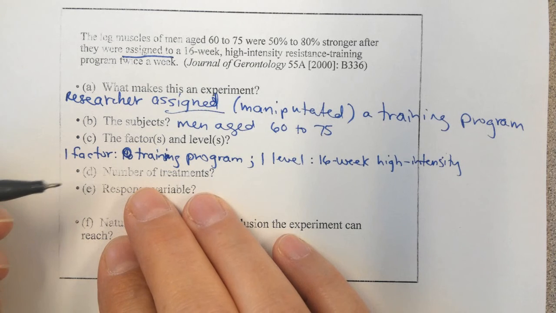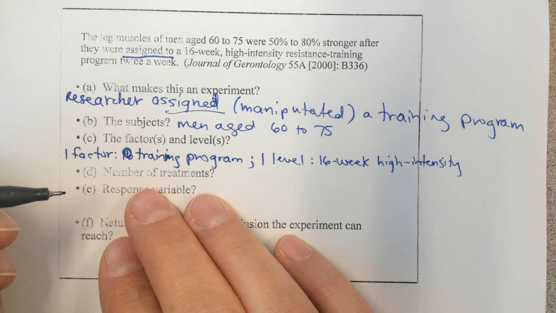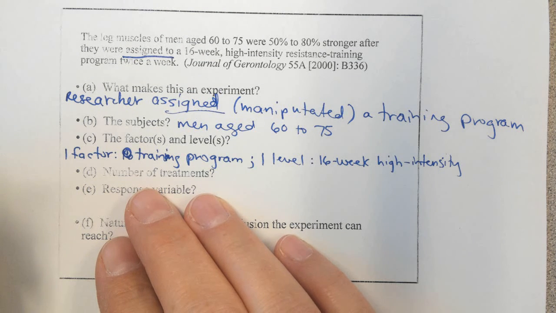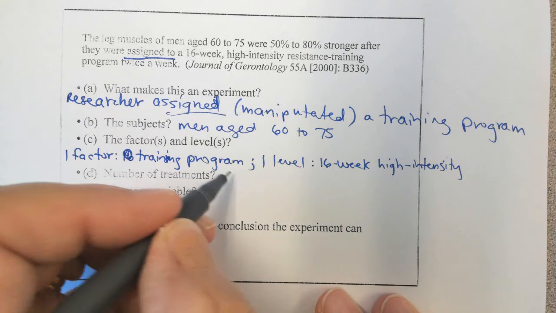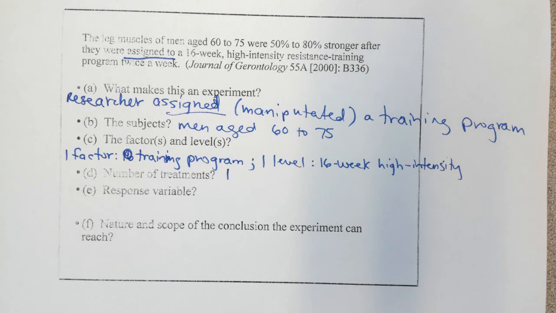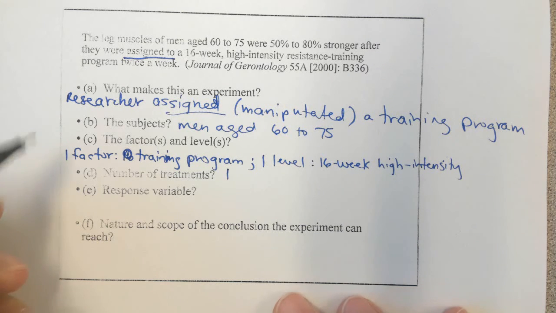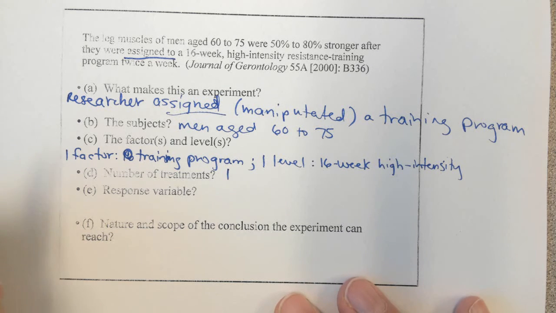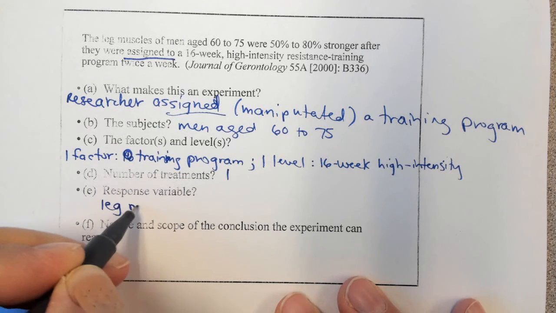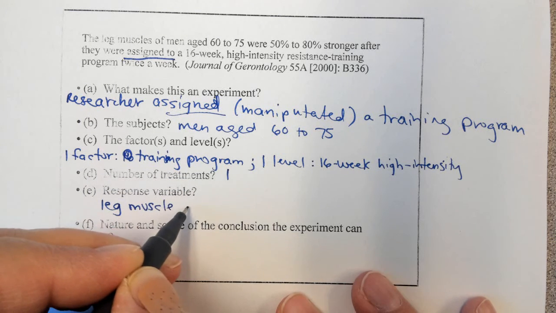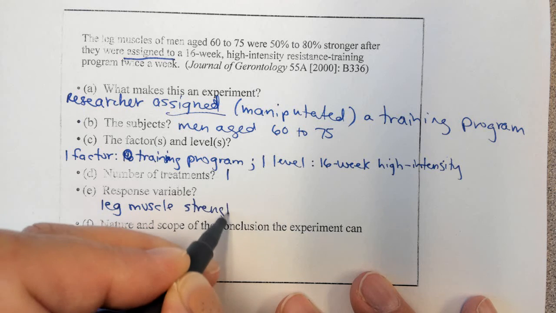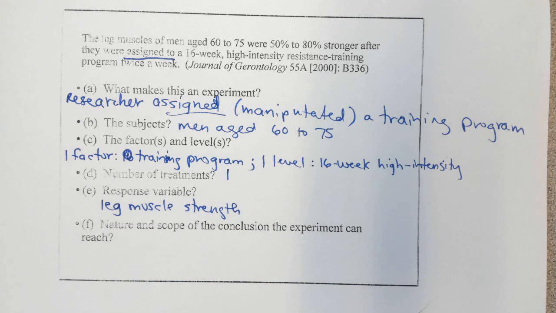Number of treatments. How many different treatment groups did we have? One. It was just one treatment. Because one factor times one level equals one treatment. Everybody got the same treatment. And the comparative part was the before-after. Response variable, what do we measure? Leg muscles, or I guess I should say leg muscle strength. How about that? Or leg strength would work. It's good enough.